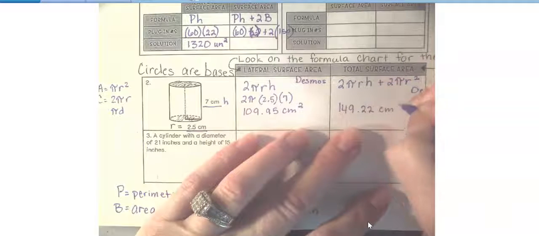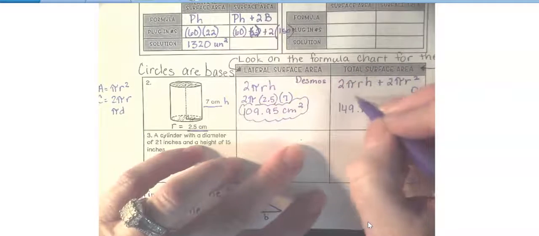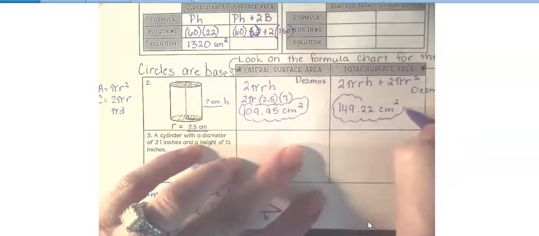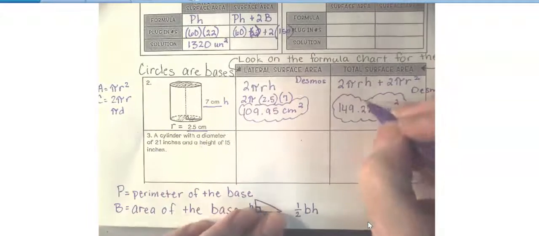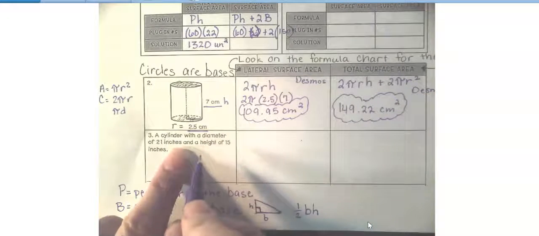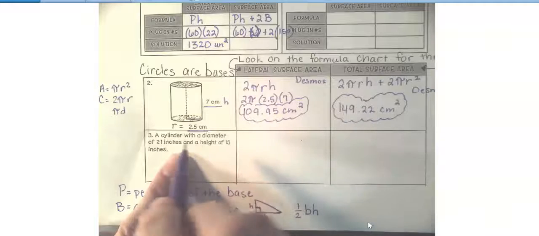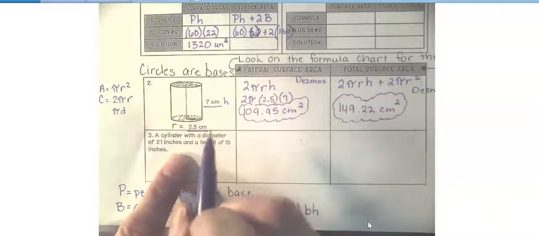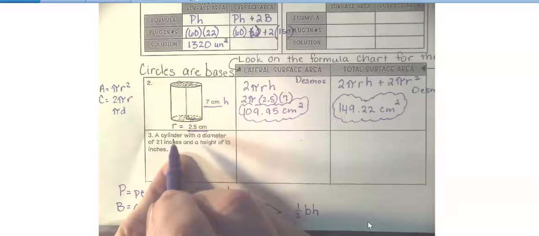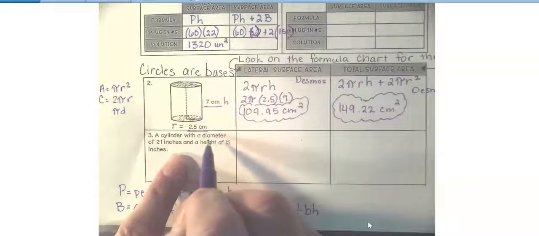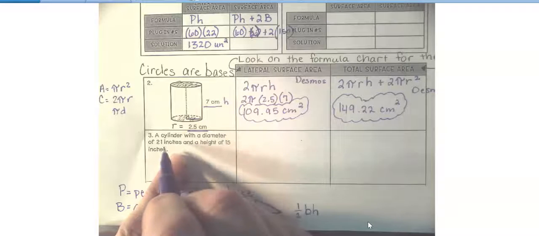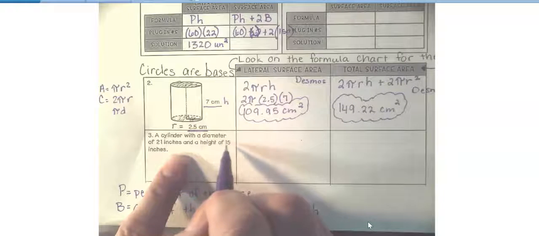149.22 centimeters squared. This is my lateral surface area. This is my total surface area. So I'm going to do this one for you. It may be challenging for you to do one that doesn't have a picture, but I always encourage you to draw a picture. It's a cylinder. It has a diameter of 21 inches, height of 15 inches.